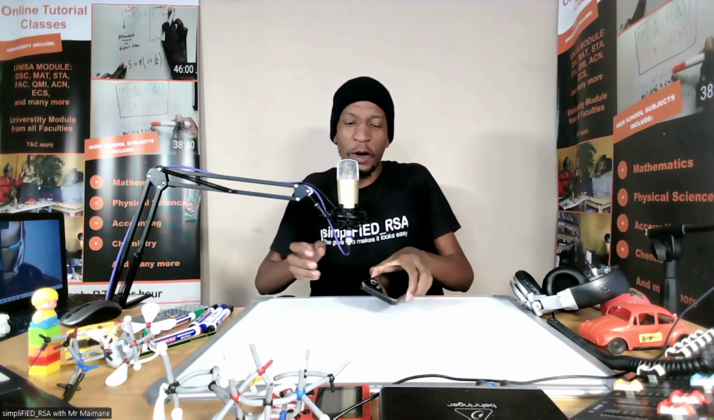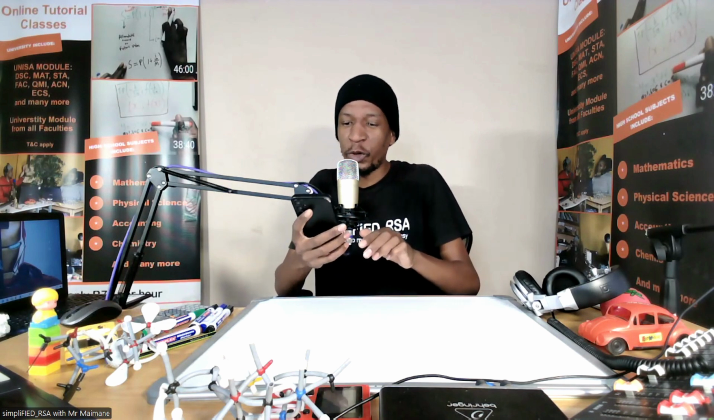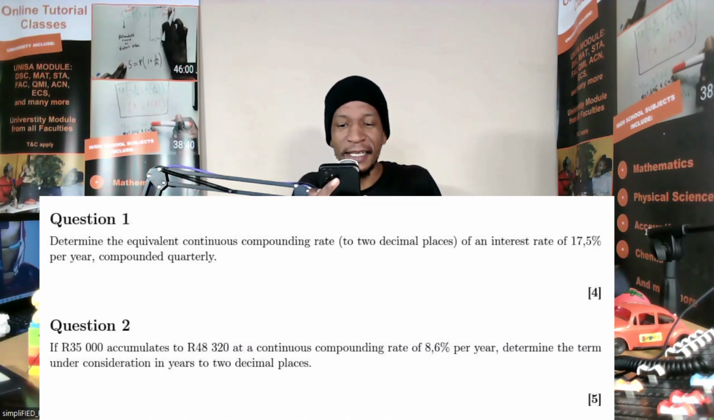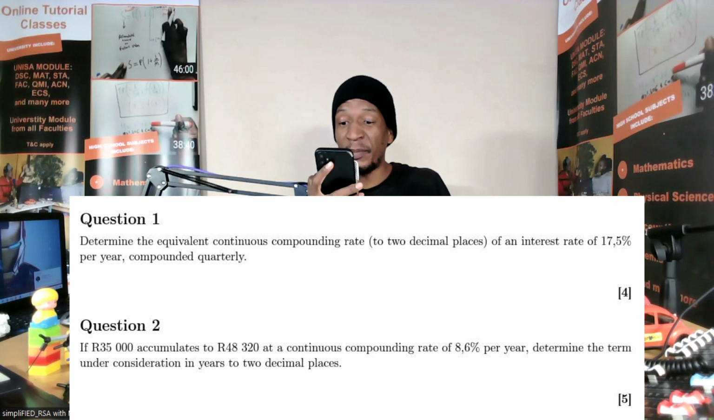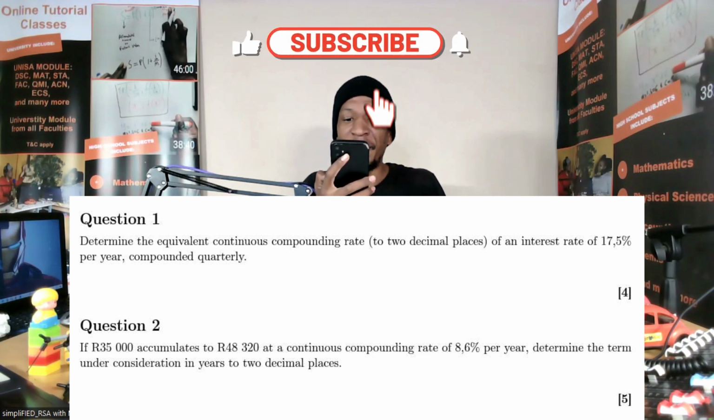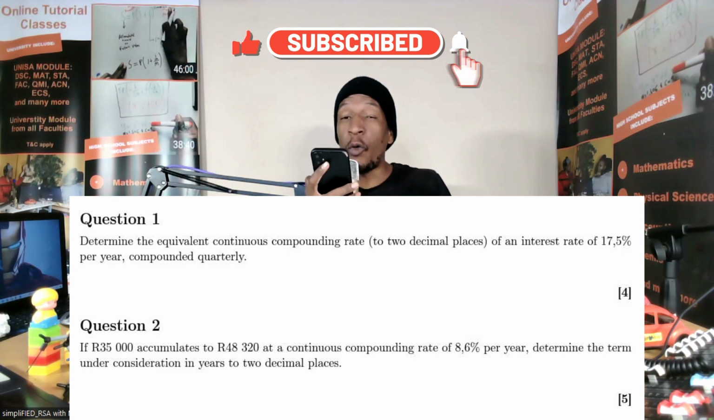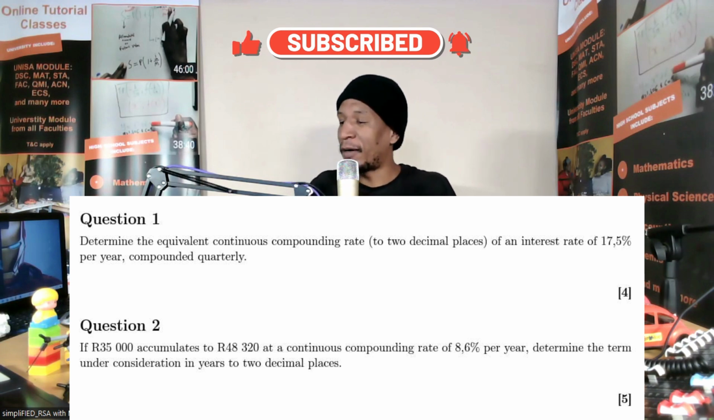Now, the first question, which is question 1, reads: you have to determine the equivalent continuous compounding rate, corrected to 2 decimal places, of an interest rate of 17.5% per year compounded quarterly. To make the video short, let's go straight to the question.